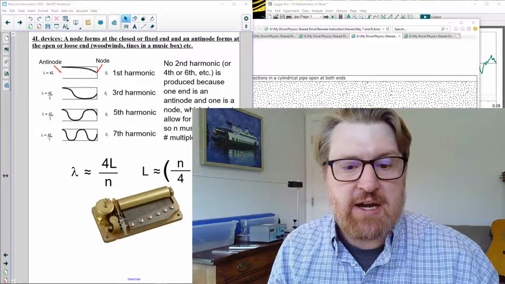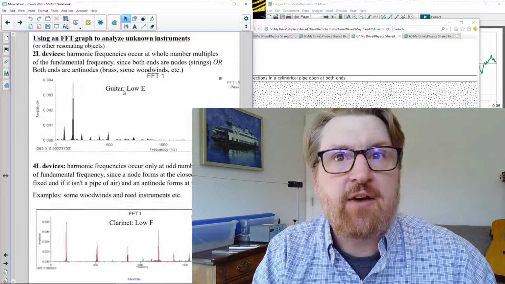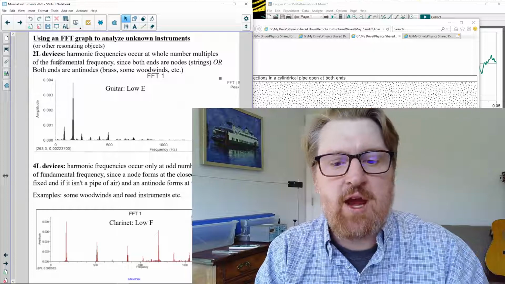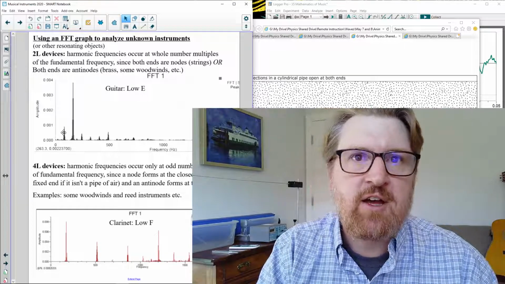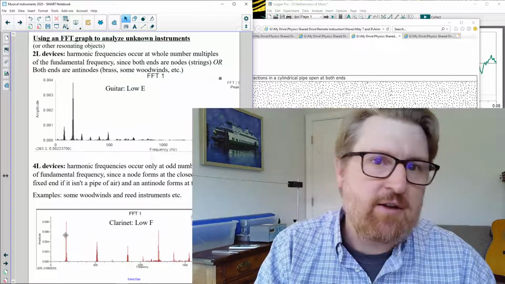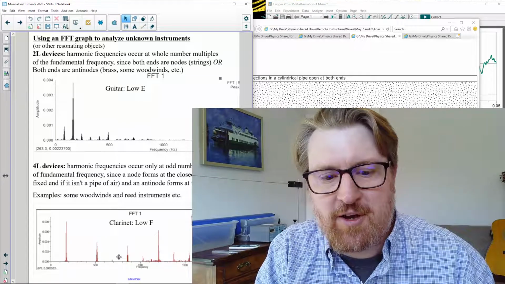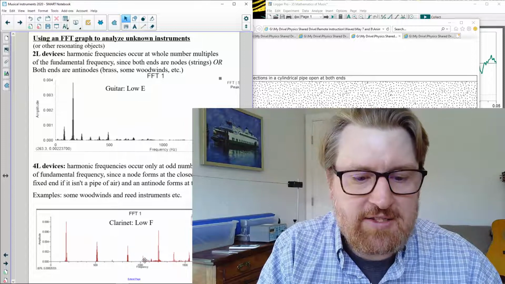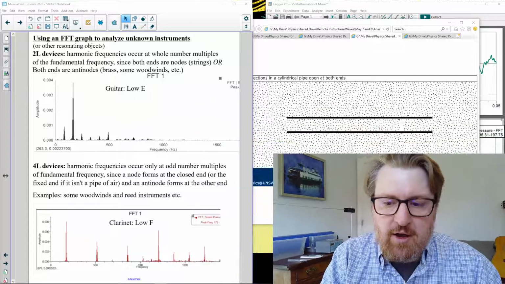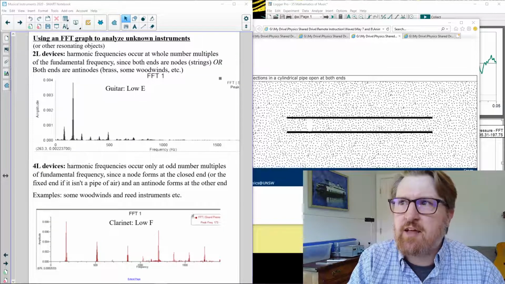You wouldn't expect it to make 2nd and 4th harmonics. So when we look at an FFT graph of a 4L device, guitar is a 2L device. That means it can hold a wave that is twice as long as the string itself. You see fundamental, 2nd harmonic, 3rd harmonic, 4th, and so on. For a clarinet, here's the fundamental, and then the 2nd harmonic's missing. Here's the 3rd harmonic, and the 4th harmonic is missing. Here's the 5th harmonic, and the 6th harmonic is mostly missing. So these 4L devices, they play only odd numbered multiples, and so they sound kind of hollow. They're missing some of the musicality that we would expect.